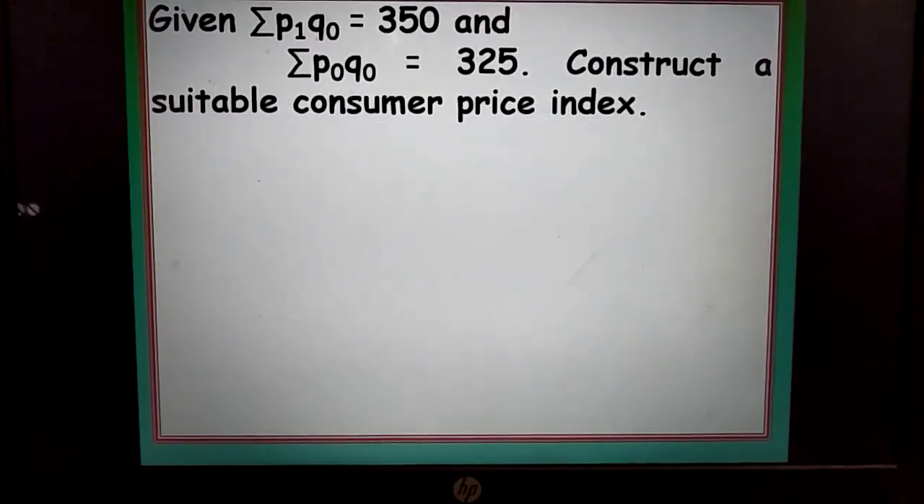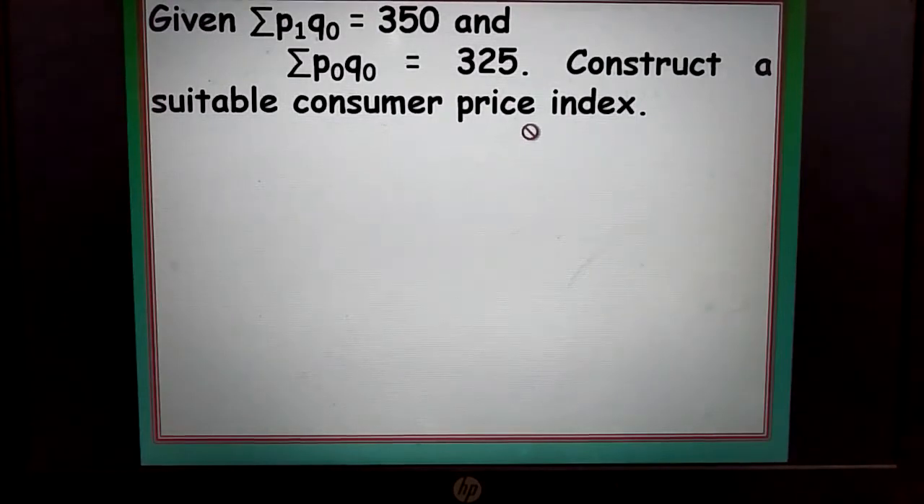First example, given sum of P1 Q0 is equal to 350 and sum of P0 Q0 is equal to 325, construct a suitable consumer price index number. Try to understand, students, clearly. Most of the times after seeing such type of questions, students will not observe the statement, construct a suitable consumer price index. Here it has been asked as consumer price index to be calculated.